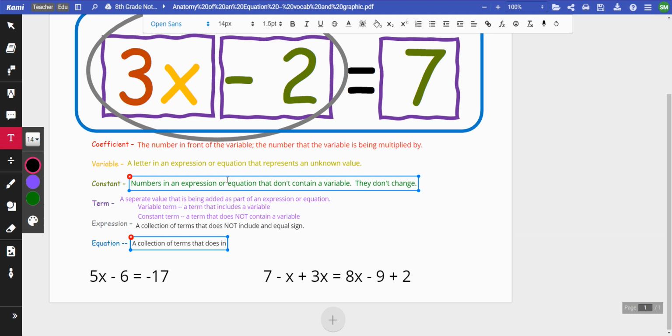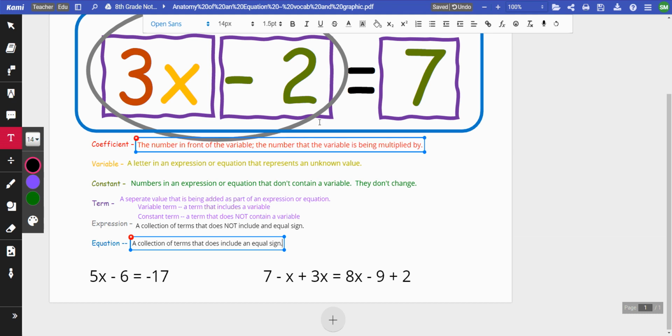that does include an equal sign. Typically, equations have two sides, the left side, all the stuff on the left of the equal sign, and the right side, all the stuff on the right of the equal sign. And we're going to learn how we can change each expression on each side by doing opposite and inverse operations, and we're going to learn all kinds of fun things about solving equations.